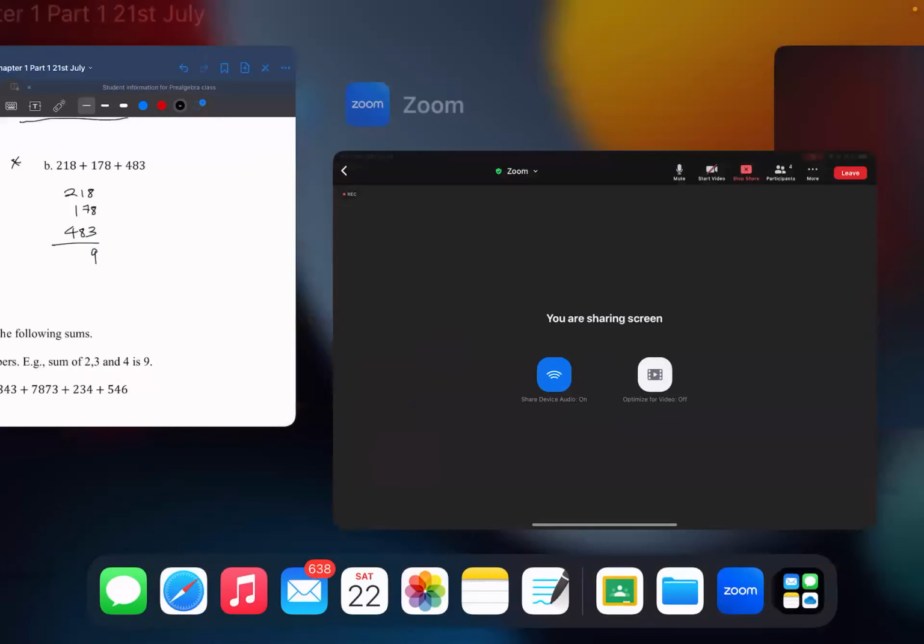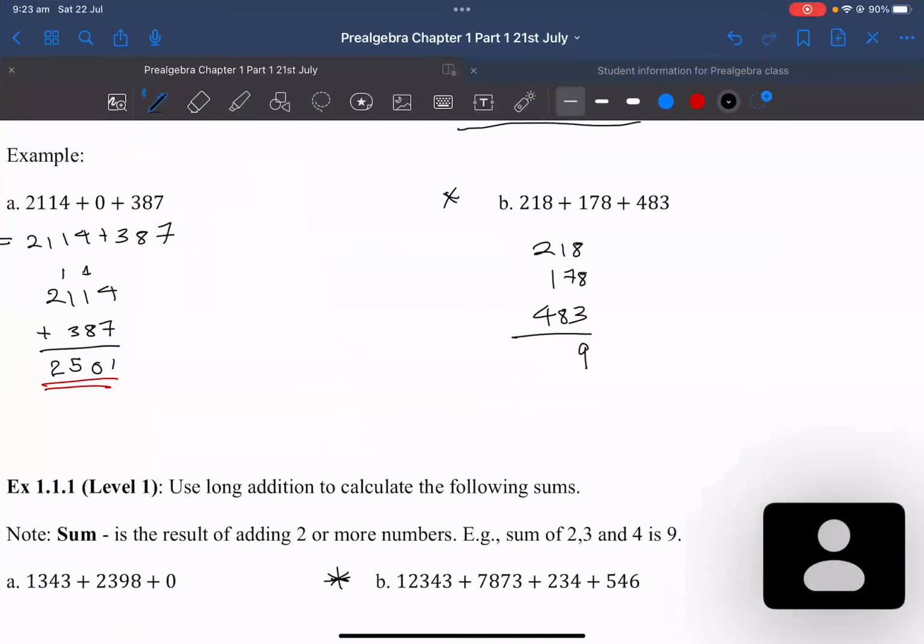Very good, Ryan. So it is 879. So carry: 8 plus 8 plus 3 is 19. You carry the 1. 1 plus 1 is 2, 9, 8, 17. Carry the 1 again. 2, 3, 4, 8, 8, 7, 9. Right, so that should be fine.